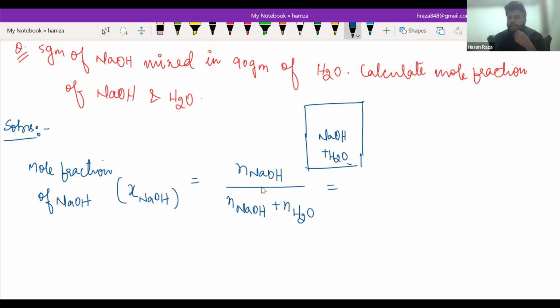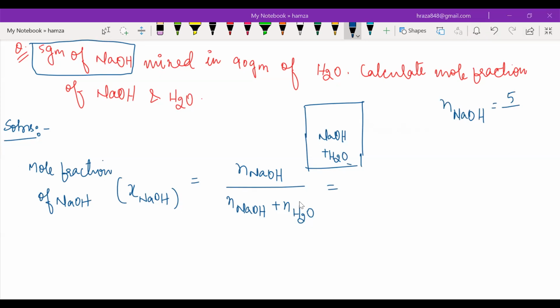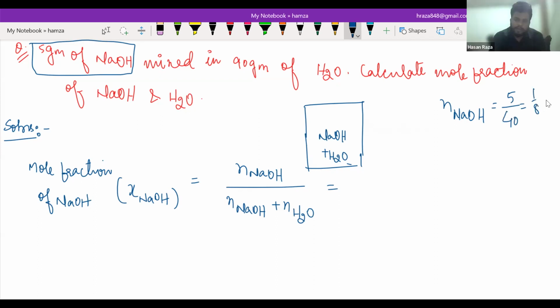Now you can see number of moles of NaOH is not given directly, but it is given like 5 gram of NaOH. But we can easily calculate number of moles of NaOH if mass is given, that is 5 gram. What is the molar mass of NaOH? 40. So it will be 5 upon 40, and you can see it is 1 by 8 mole. Again, number of moles of H2O, given mass is 90 gram. And what is the molar mass of H2O? That is 18. So it will be 5 moles.